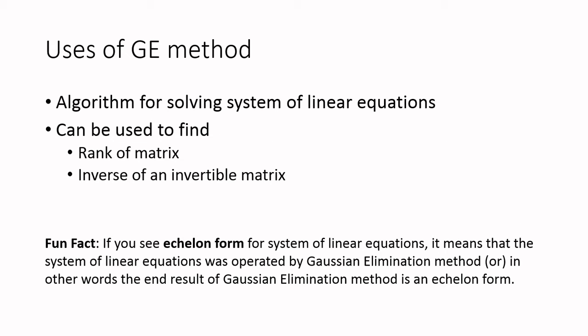Gauss Elimination Method is an algorithm for solving systems of linear equations. It can also be used for finding the rank of a matrix, and if you are given an invertible matrix, it can be used for finding the inverse of that matrix. And if you see any echelon form of a system of linear equations, then you should understand that the Gauss elimination algorithm has been operated on that system of linear equations.